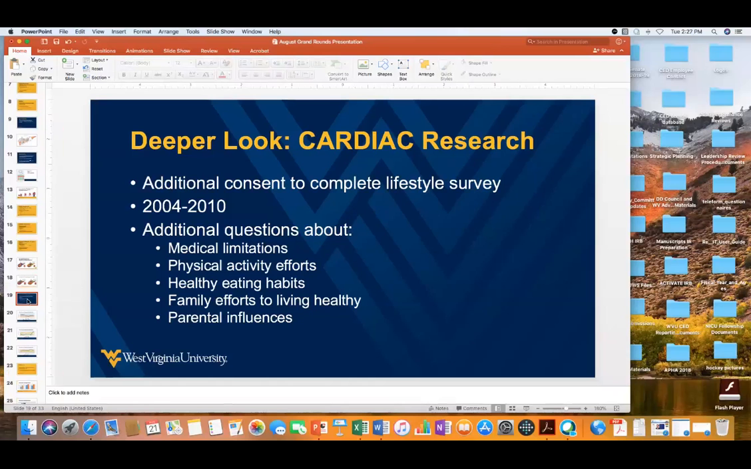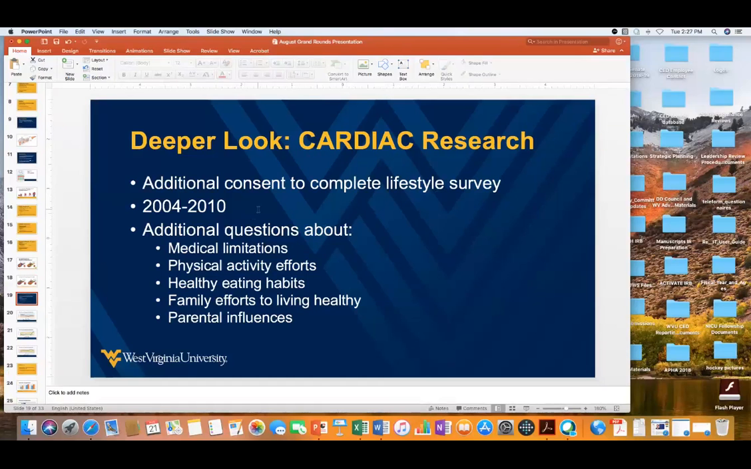And so we started this additional survey that would go home after the screening took place. They had to consent again because it was an option. They didn't have to fill out an additional survey as part of it. So it's a lifestyle survey. Not everyone wanted to, and we're going to talk about that, but it went on from 2004 to 2010.